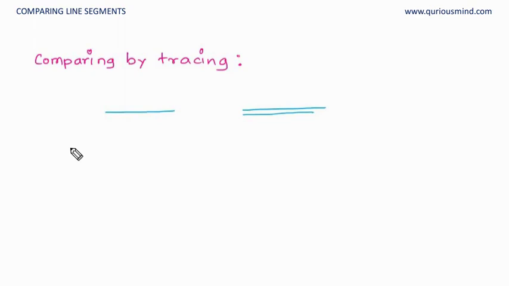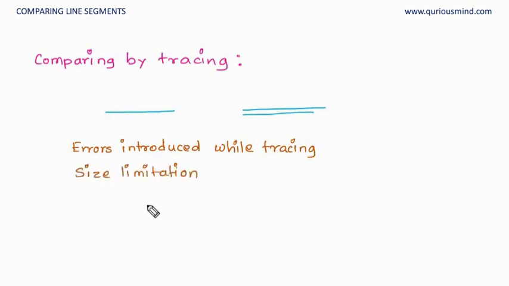The errors are due to, first, while tracing, we may introduce some errors, and those errors may result in incorrect comparison. And the second one is the size. If we have long lines, tracing them using a tracing paper may become difficult. We may not have that long a tracing paper. Or it will also be time consuming and hence impractical. So even comparing by tracing is not a practical method.